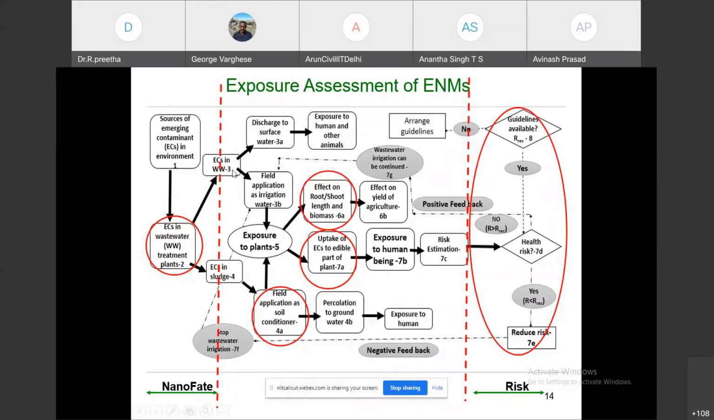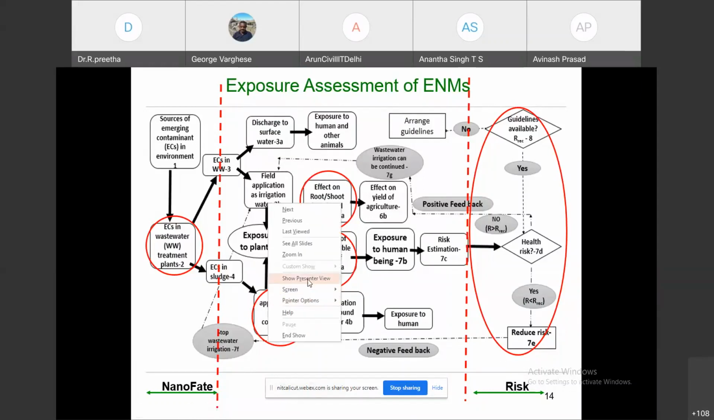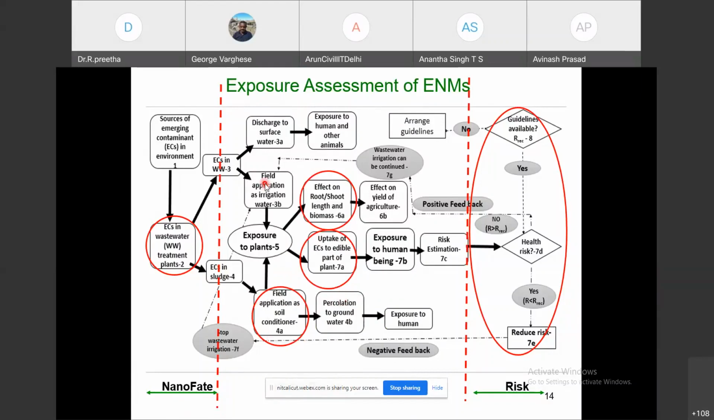The wastewater effluent can go to river surface water, and there humans can get exposed because of surface activities, recreational activity, or some other activity. The wastewater can also be used for irrigation purposes. If it is used for irrigation, there is a chance the plants will be exposed, the plants can take up some of the nanoparticles and contaminants, and it can affect plant growth and the agricultural yield.